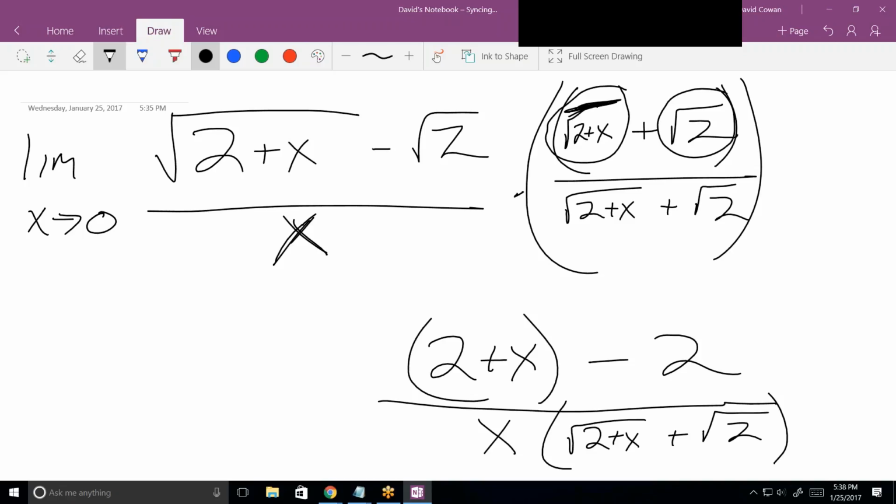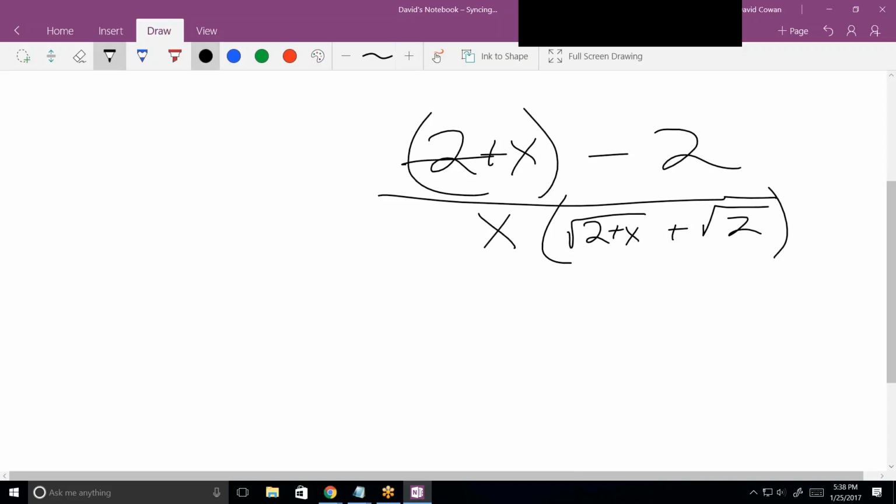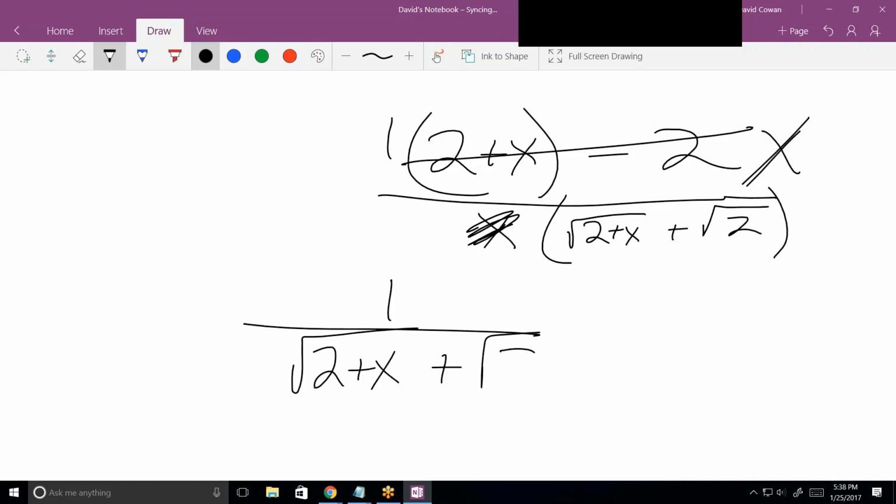Okay. Now notice what happens. The 2's cancel in the numerator, and I'm left with just x. Now I can cancel the x that's in the numerator with the x that is in the denominator, leaving a 1 in the numerator. And now the whole thing turns into 1 over square root of 2 plus x plus square root of 2. And I'm taking the limit of that as x goes to 0. What is this limit? 1 over 2 root 2. Yep.